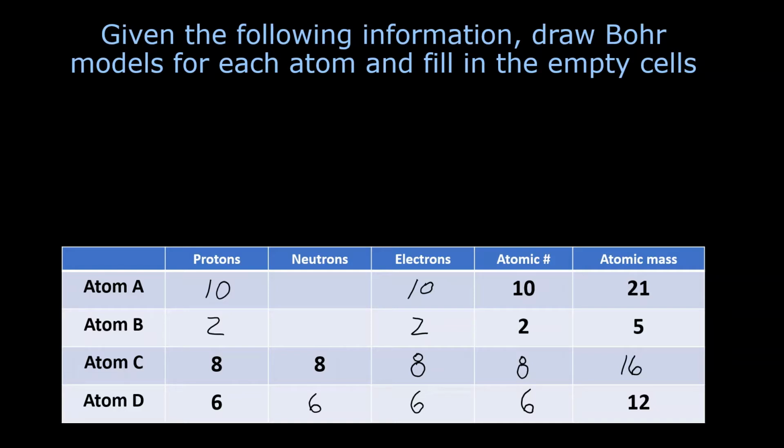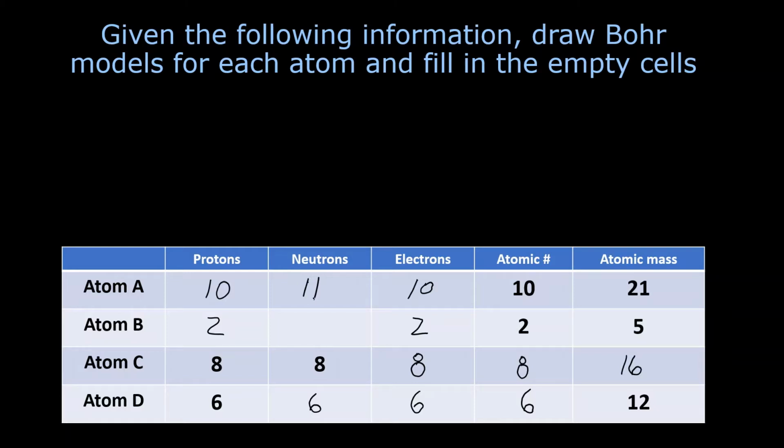We've been given the atomic mass on atom A of 21. And we know that is derived by the weight of the protons and the neutrons. So there are 10 protons. The atomic mass is 21, so I'm missing 11 neutrons. They don't have to be all the same number.